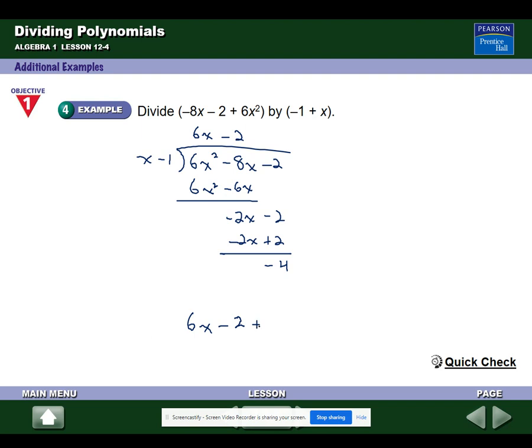You could say plus negative 4 over x minus 1. That would be perfectly fine. I tend to put the negative out front, so really I would say 6x minus 2 minus the fraction 4 over x minus 1. I'm sure this is the way that the book answers would list them as well. Okay? So that's all. Let me just check that answer real quick. Minus 4 over x minus 1, yep, that is correct.